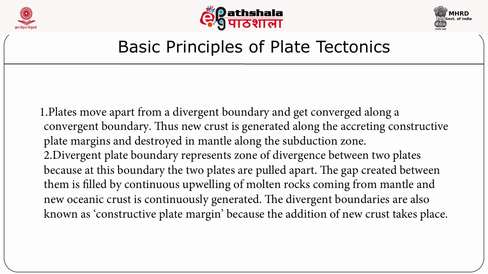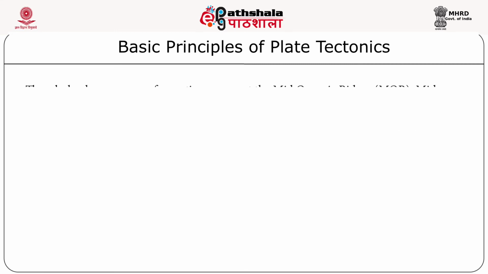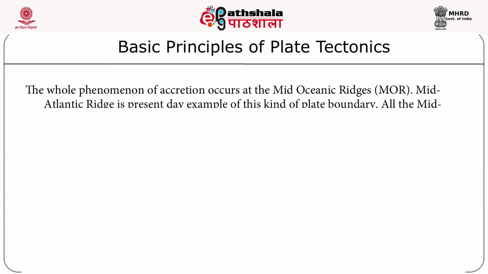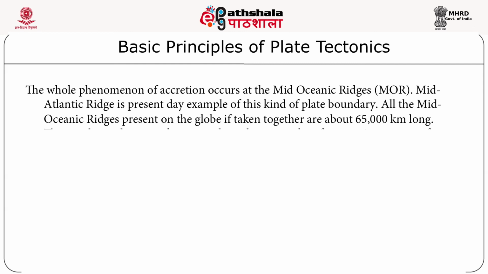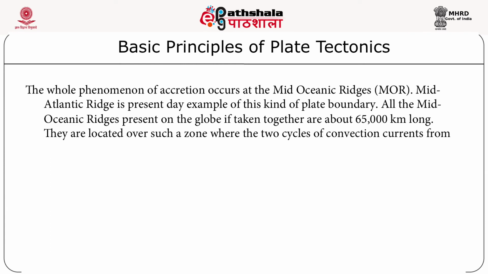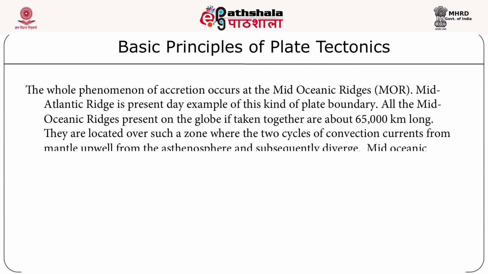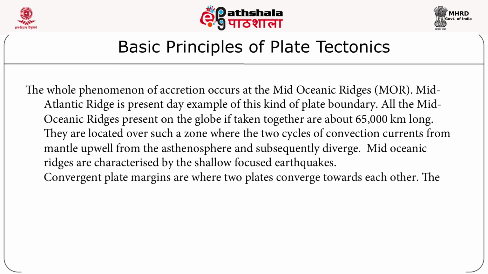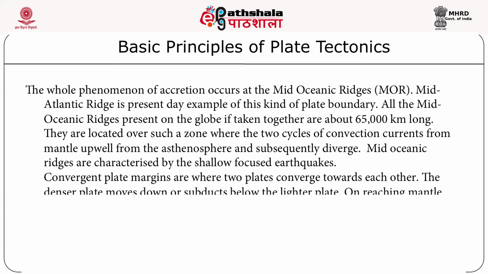The divergent boundaries are also known as constructive plate margins because the addition of new crust takes place. The whole phenomenon of accretion occurs at mid-oceanic ridges. The Mid-Atlantic ridge is the present day example of this kind of plate boundary. If you combine all the mid-oceanic ridges present on the globe, together they make about 65,000 kilometer length. They are located over such zones where two cycles of convection current from the mantle upwell from the asthenosphere and subsequently diverge. Mid-oceanic ridges are characterized by shallow focus earthquakes.